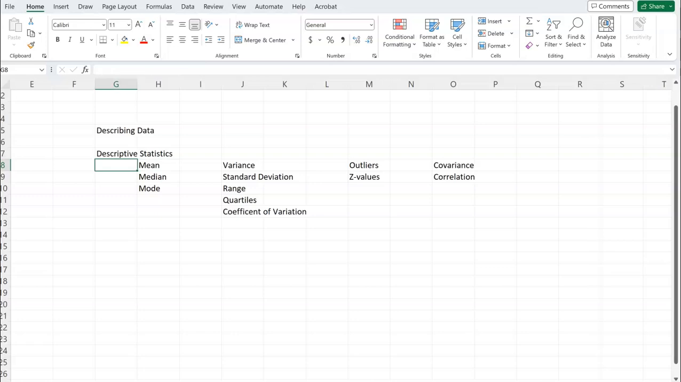So some of the descriptive statistics, or the numbers we use to describe data, are the mean, or what we call the average, median, the mode, variance, standard deviation. These tell us about the spread of the data. Same thing with range. Quartiles tell us how the data is arranged. Coefficient of variation also tells us about the spread of the data. We're also going to talk about different types of outliers that we may have, and we are going to use z-values to understand those outliers. And then finally, we will talk about covariance and correlation.